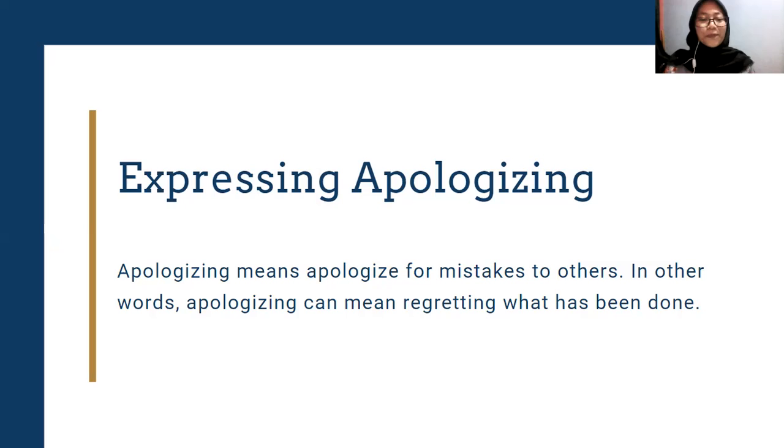Expressing apologizing. Apologizing means to apologize for mistakes to others. In other words, apologizing can mean regretting what has been done. For example, if you make a mistake to someone and then you say sorry, or you say apologize to someone, or maybe you feel regret after you have done something, and then you say sorry or you say apologize. So that means expressing apologizing. All right, we go to the next slide.